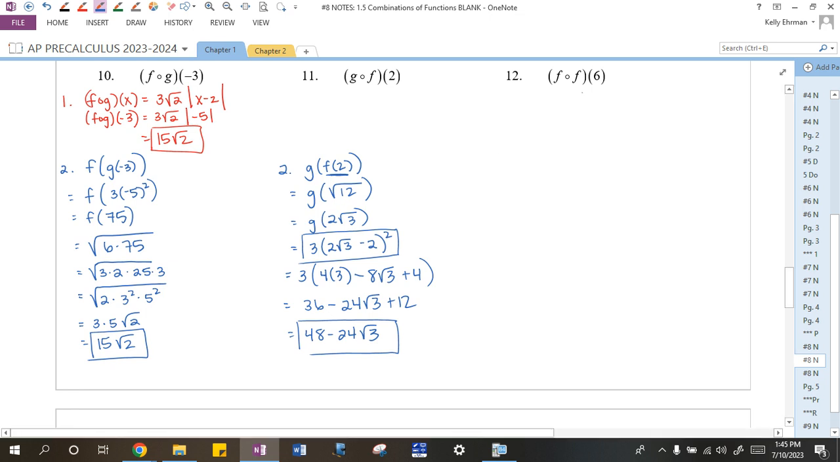All right, so f composed with f of 6. Let's do this numerical method. That means f of f of 6. F of 6 is the square root of 6x, so square root of 36. Square root of 36 is 6. Plug 6 into f of x, you get square root of 6 times 6 again. Answer is 6.